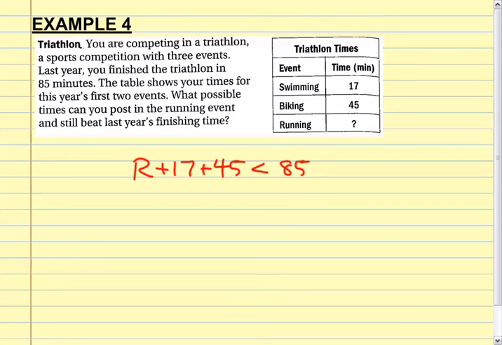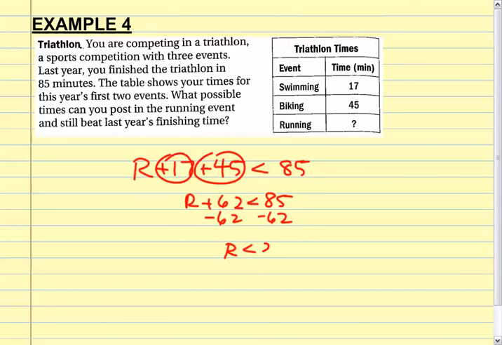What do I do here? Now we're done? Great? You graph it? No, not yet. I got to solve it. Well, add 17 and 45. Yep, and that gives me R plus 62 is less than 85. Now what do I do? McVie? You would subtract 62 from 62 and 85. All right, and R is less than 23 minutes.